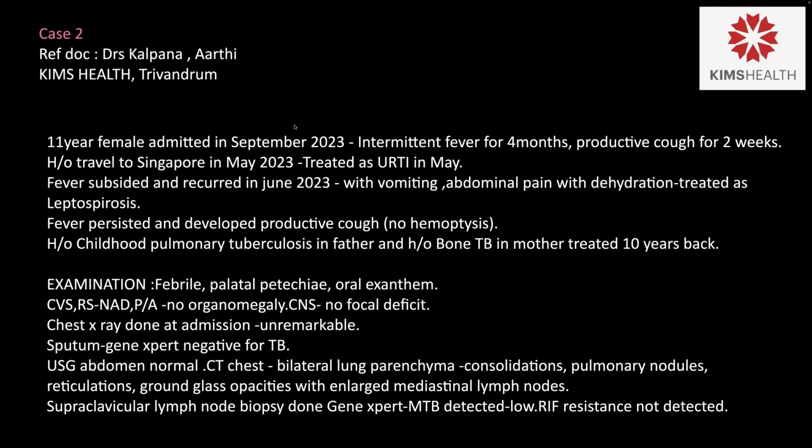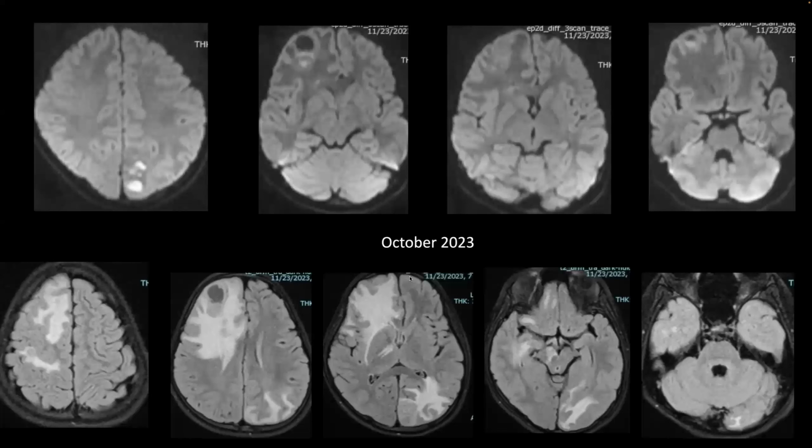She also has an enlarged supraclavicular lymph node, and biopsy of that showed MTB on GeneXpert. It was rifampicin sensitive. Okay, I have 2 sets of imaging. Is this the first one in October? Yes, sir. She was started on ATT in the month of September, and for this fever and cough she already had mediastinal and lymph node involvement. The reason for this imaging is that she had intermittent headache with infrequent vomiting, so we did an imaging, and papilledema was there.